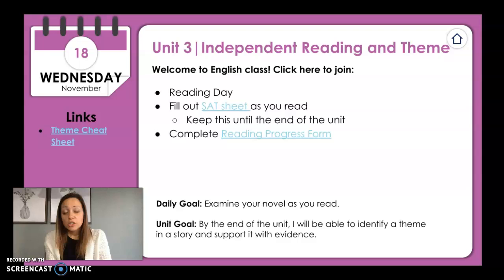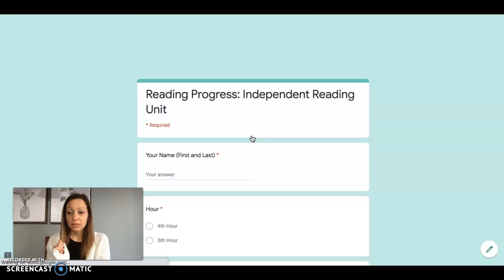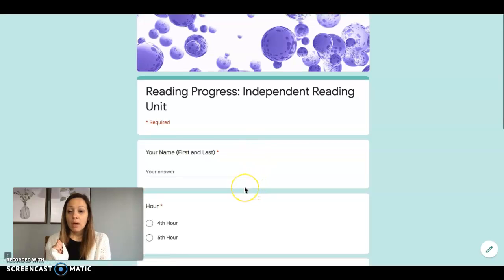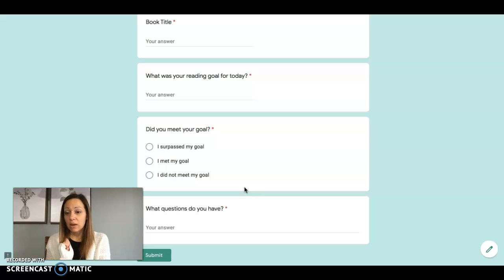When you're finished with it, I want you to keep that SAT sheet. You're not going to turn it in today because you're going to keep filling it out as you keep reading. I need you, though, to go and fill out this reading progress form. It'll bring you to here. What you need to do is just tell me if you met your reading goal for the day and what questions you have. If you don't have a book yet, I still want you to fill this out so that I can see that you don't have a book. If you have any questions, let me know.